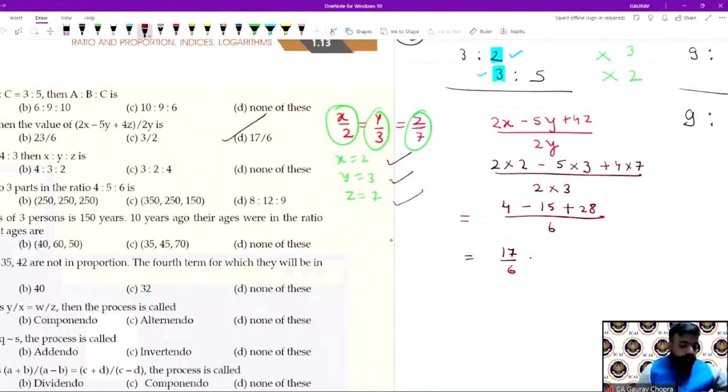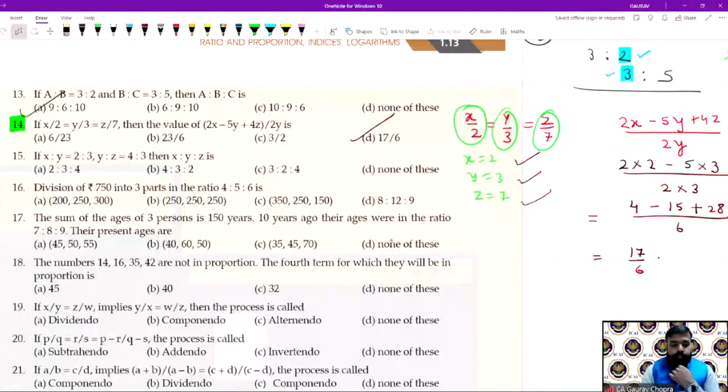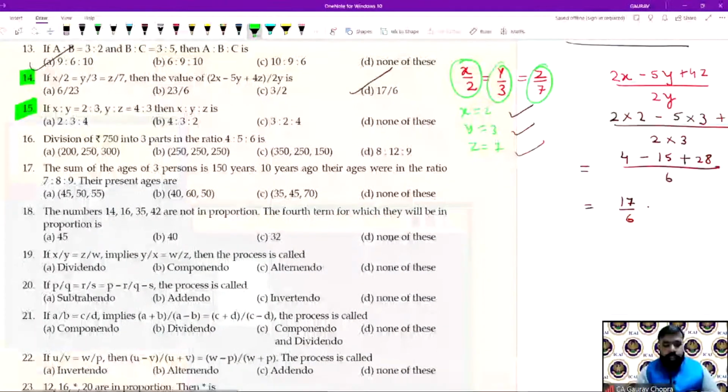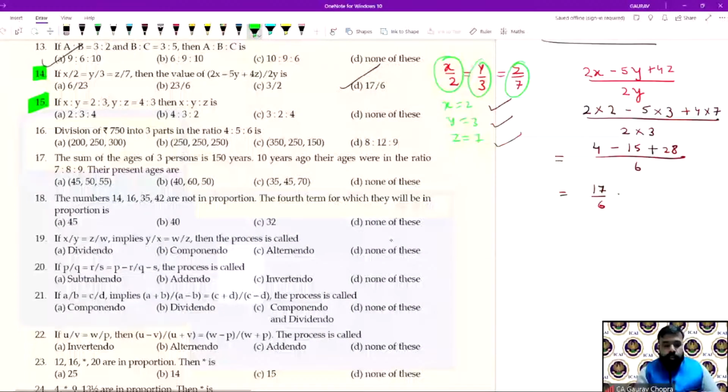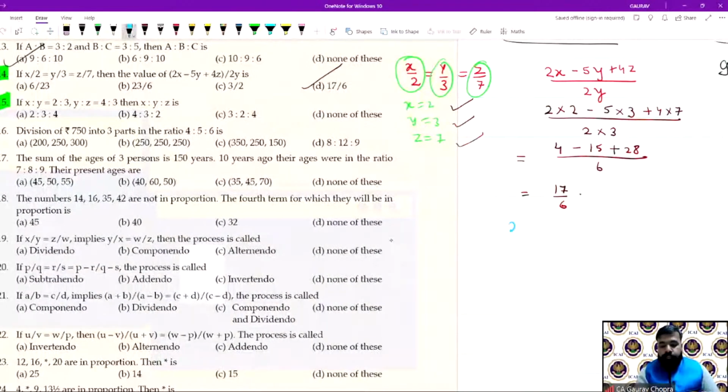Okay. So this was question number 14. Now 15. Question number 15 is exactly similar to question number 13. So you can try this. So what we have to do: x, y, and z. The ratio between x and y is 2:3. The ratio between y and z is 4:3. And now we have to find the combined ratio.